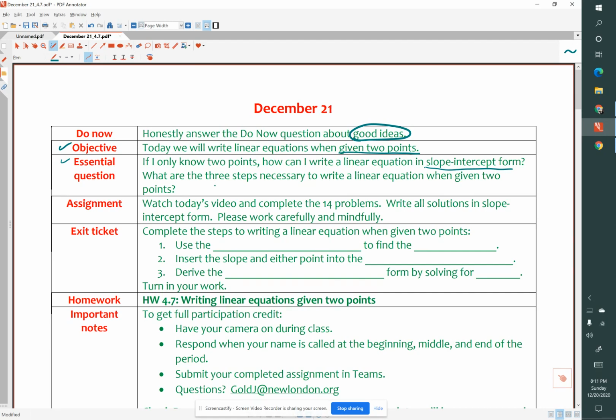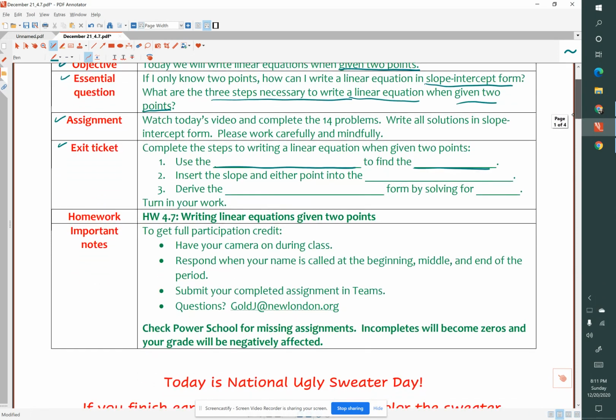And we also want to know what are the 3 steps necessary to write a linear equation when we are given only 2 points. So we'll watch the video, and we have 14 problems to complete. And please, you need to work very carefully and mindfully with today's assignments. We have an exit ticket, where we will recap those 3 steps and fill in some blanks. And for homework, we have homework 4.7, writing linear equations, given 2 points.